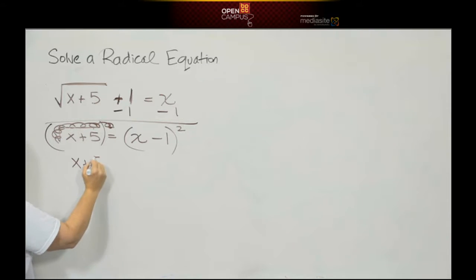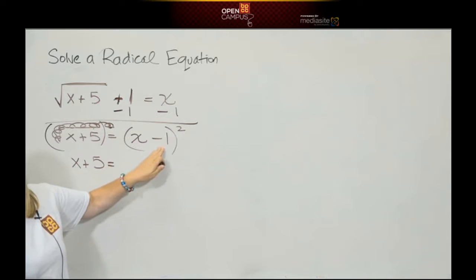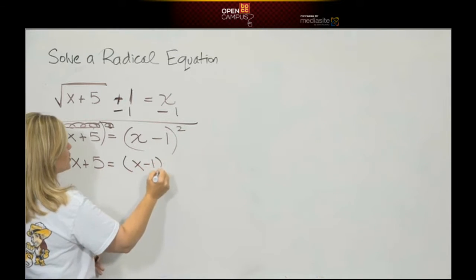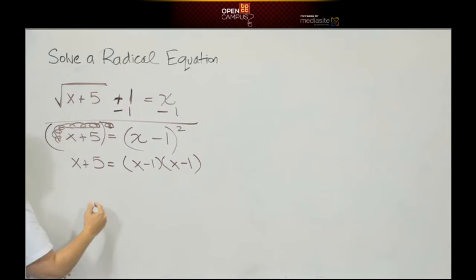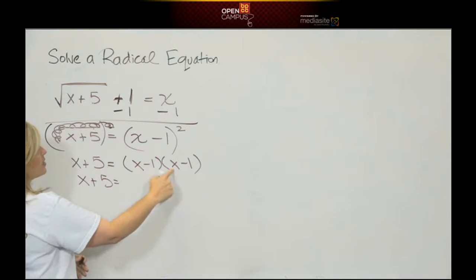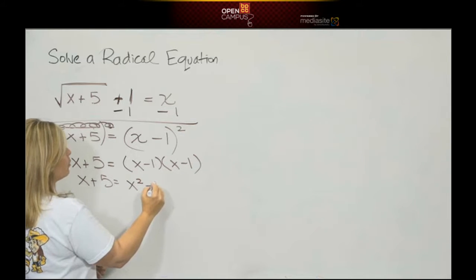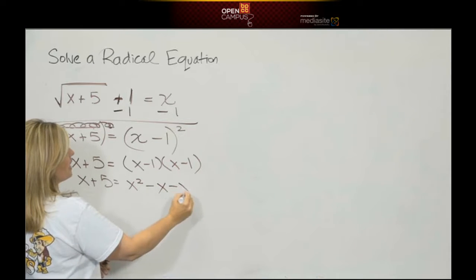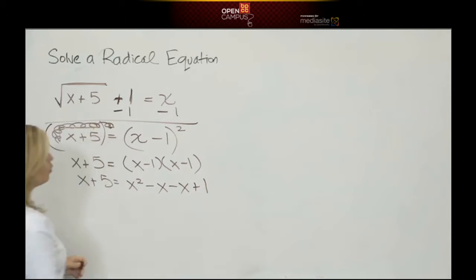That leaves us x plus 5. Back in Module 3, we learned about squaring a binomial. Squaring a binomial means to write it twice, and the only way to multiply a binomial times a binomial is to do the FOIL method. First would be x times x, which is x squared. Outers would be x times negative 1, which is negative x. Inners would be negative 1 times x, which is negative x. Last would be negative 1 times negative 1, which is positive 1.